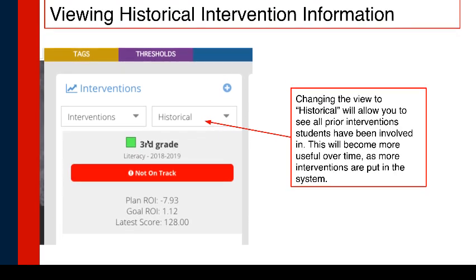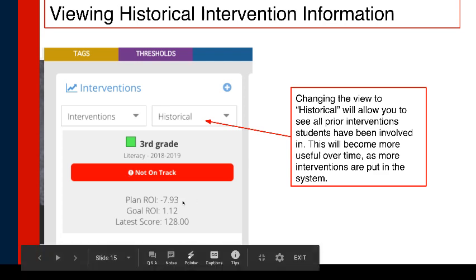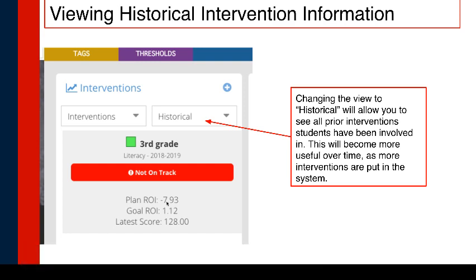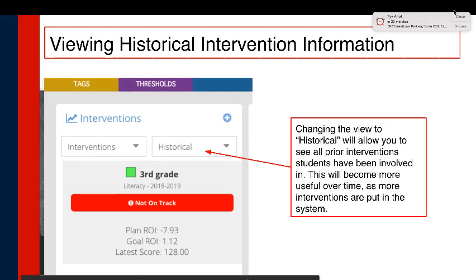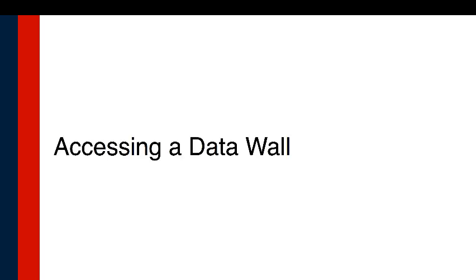So in this case, we are looking at a 4th grade student, but this particular student participated in a pilot last year as a 3rd grader. And so I'm looking at his information from last year's intervention. It showed that he was in a literacy intervention in 2018-19. He was not on track when the school year ended, and he actually had a negative ROI, rate of improvement. So this will become a handy tool as we use this feature more and more. It will show teachers very quickly, and they'll be able to access intervention information.